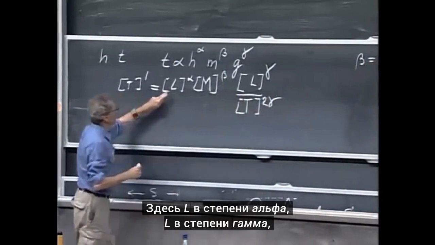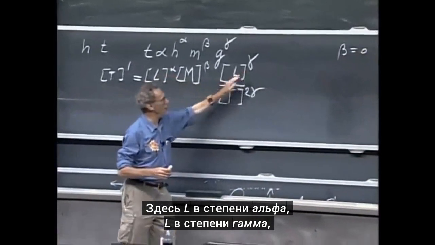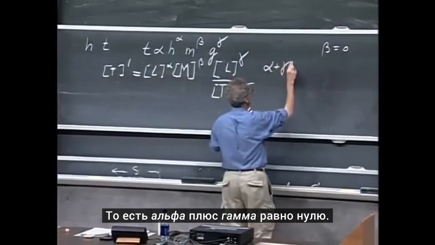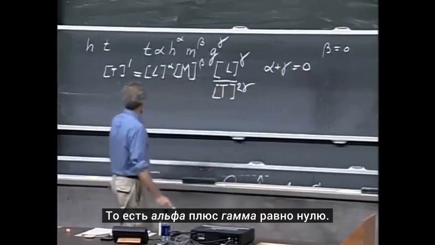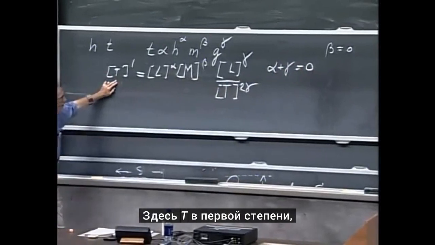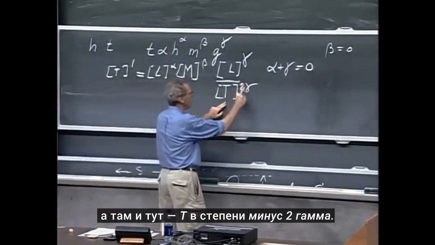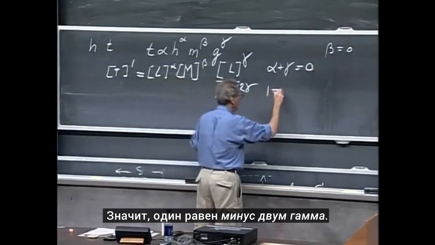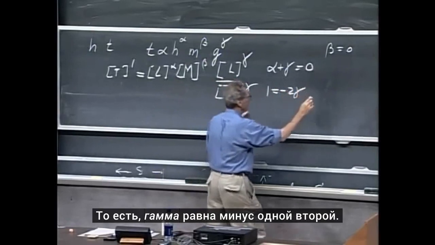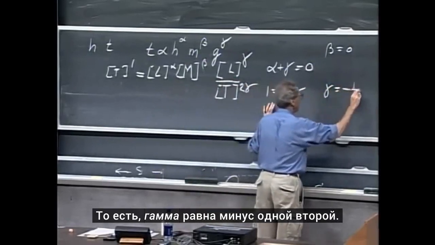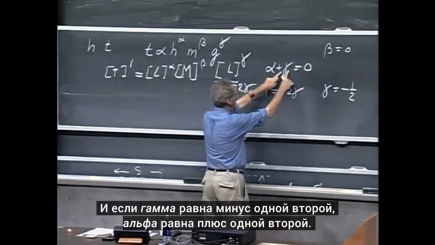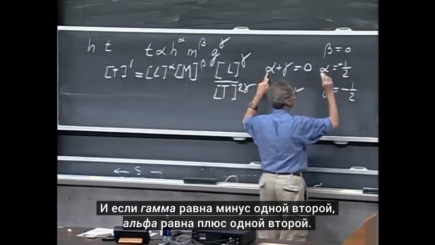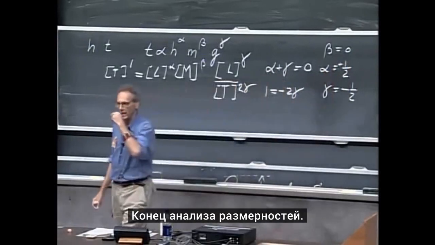There is here L to the power alpha, L to the power gamma. There is no L here, so L must disappear. So alpha plus gamma must be 0. There is t to the power 1 here, and there is here t to the power minus 2 gamma. It's minus because it's downstairs. So 1 must be equal to minus 2 gamma. That means gamma must be minus 1/2. But if gamma is minus 1/2, then alpha equals plus 1/2. End of my dimensional analysis.